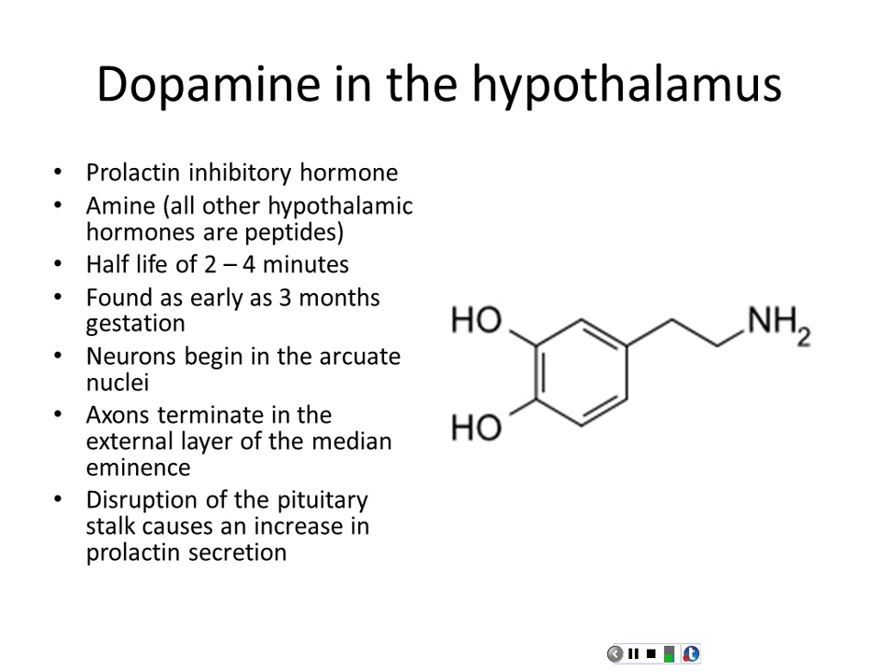So dopamine from the hypothalamus, as opposed to other portions of the brain, that's why it's specific over here, is a prolactin inhibitory hormone. So we all know that it counteracts prolactin, and this is important for something we'll speak about later on. It's an amine, not a peptide. It has a half-life of about 2 to 4 minutes. It's found as early as 3 months gestation. Same spiel, they begin in the hypothalamus, the axons terminate in the external layer of the median eminence, and a disruption of the pituitary stalk causes an increase in prolactin secretion. Because the dopamine is being inhibited, so there will be an increase of prolactin.